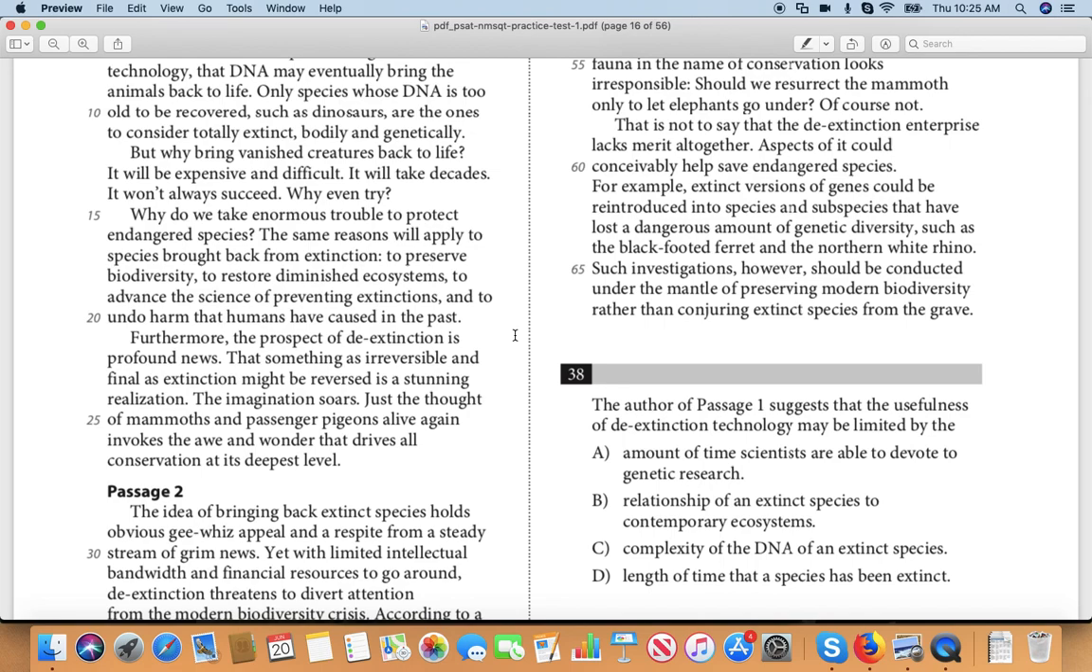Why do we take enormous trouble to protect endangered species? The same reasons will apply to species brought back from extinction: to preserve biodiversity, to restore diminished ecosystems, to advance the science of preventing extinctions, and to undo harm that humans have caused in the past. Okay, that's why we should bring it back.